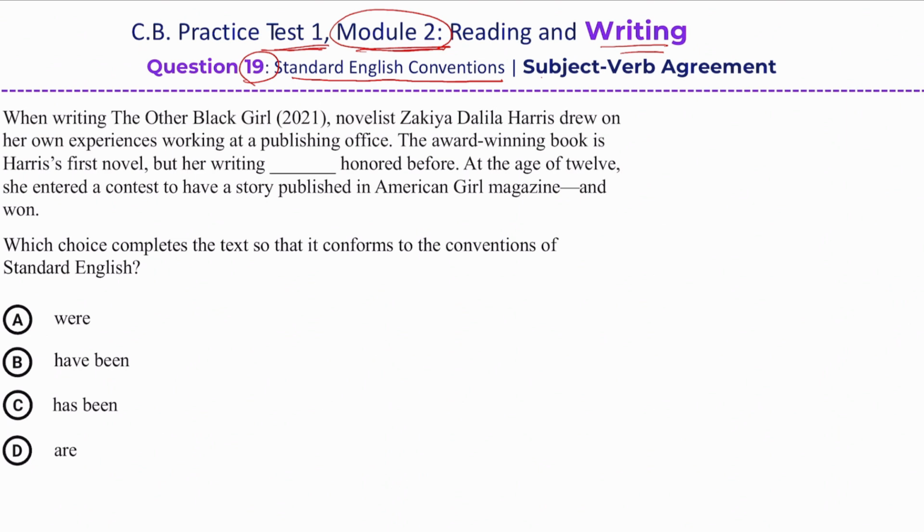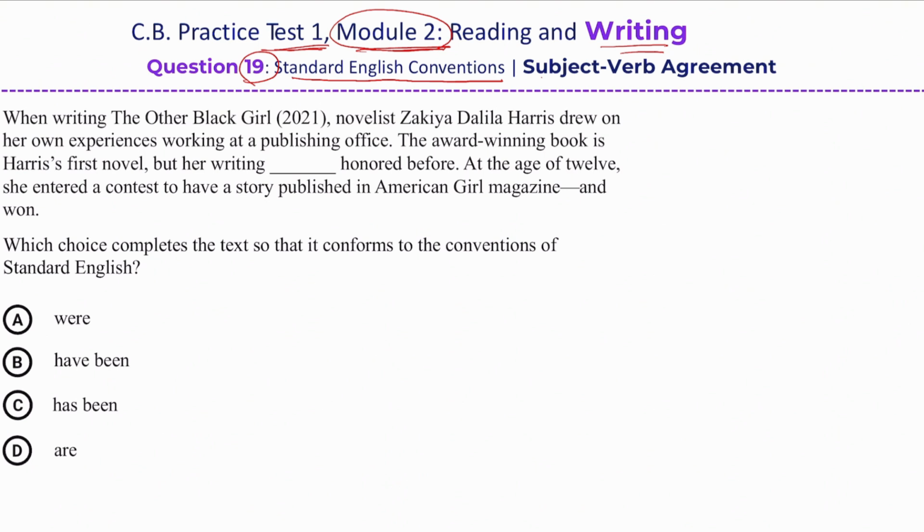Okay, so what I notice here is this verb, were. I have to be able to identify the subject of this verb. The way that you can do that is you can ask yourself, what was honored, right? What was honored? And if you read again from the beginning of the sentence, you'll be able to tell that it's her writing. Her writing is what was honored. And her writing, we know that her writing is singular, right? This is a singular subject.